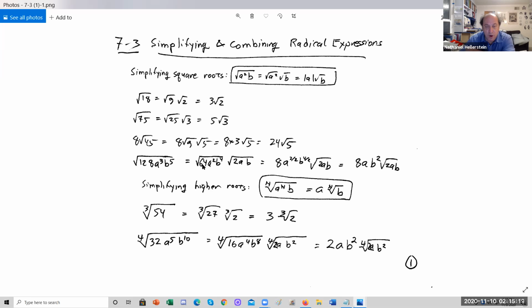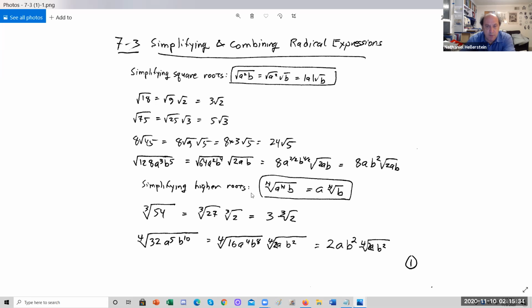Now root 64, that's 8 squared, so we get an 8. Root of a squared is a to the 2 halves. Root b to the fourth is b to the 4 halves. So in the end, you get 8a b to the second, root of 2ab.